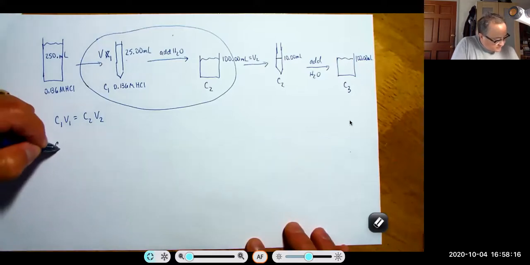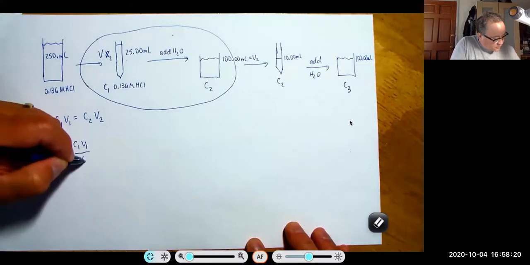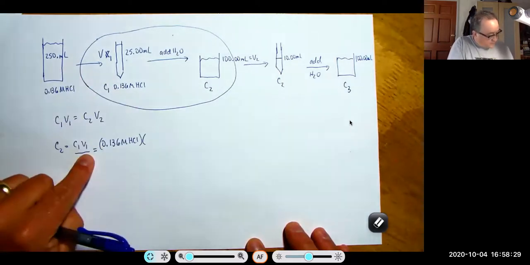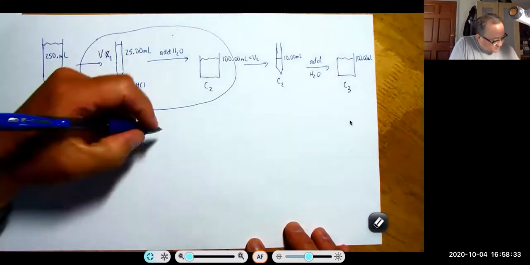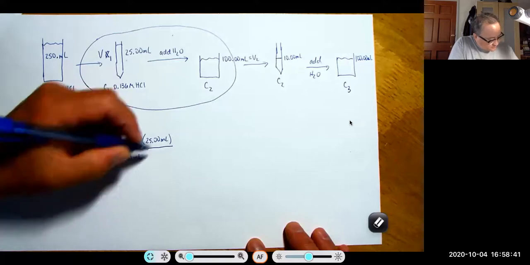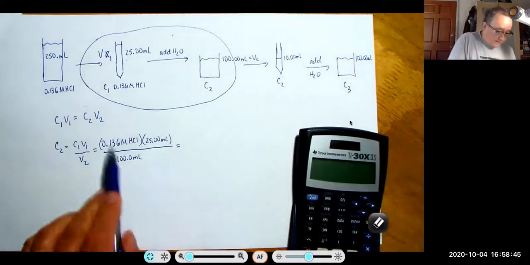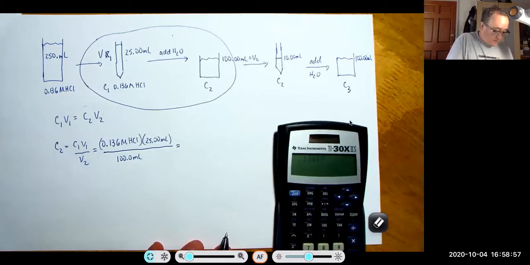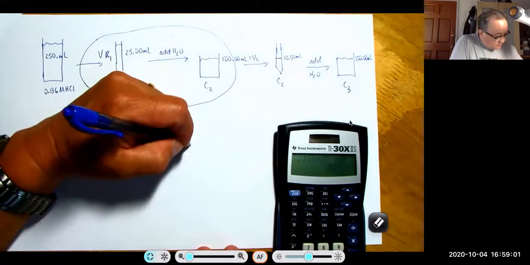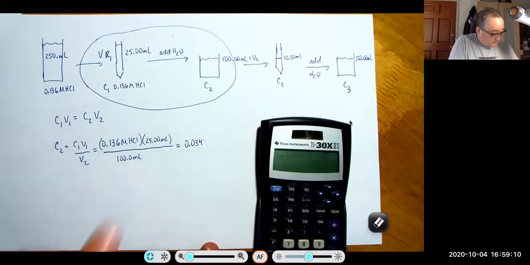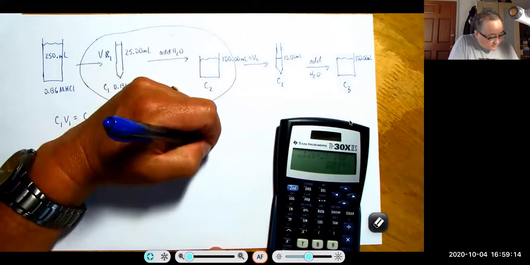So C2 is C1V1 over V2, which is 0.136 molar HCl. V1 is the initial volume, 25 milliliters. V2 is the final volume, 100.0 milliliters. And when we do this work, we can see that this is going to be 1/4 of that number. So 0.136 times 25 divided by 100, and you get 0.034. Now my calculator doesn't have a 0 after the 4, but I need one because this should have 3 significant figures. 0.0340 molar HCl. So that's C2.